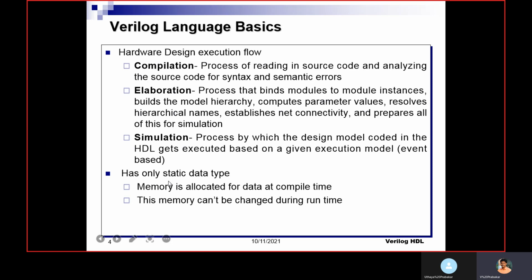Verilog has only static data types. In Verilog, all are static data types. That means static in the sense memory is allocated for data at the compilation time itself. During the compilation time itself, based on the data type we declare, memory is allocated for the variables. Memory cannot be changed during the runtime. That's why it is called static data type.